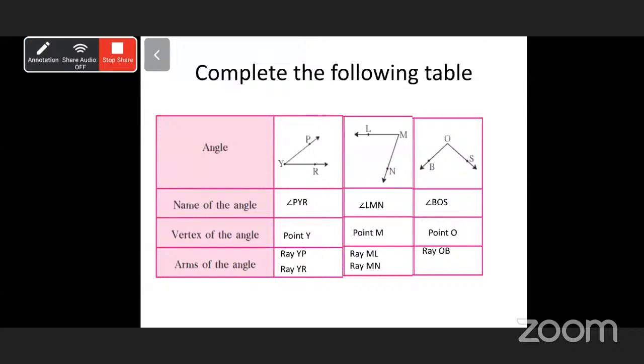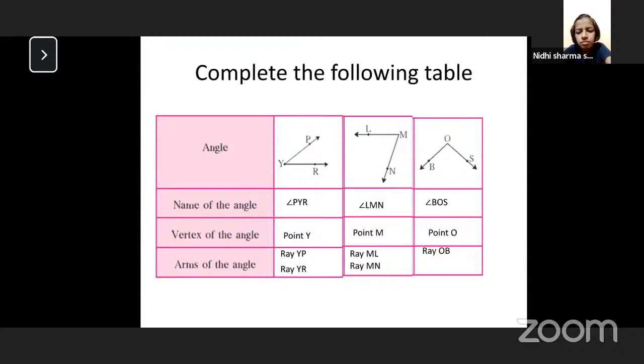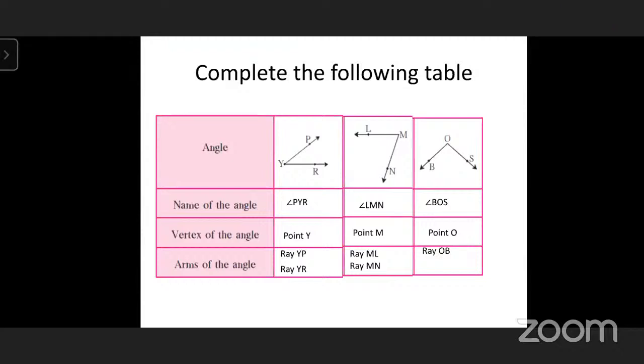And the second ray? Tell me the name of the second arm of this angle. OS. Very good. It will be ray OS. Now you can mute the audio, dear. So this is how we are going to name the angle. We all know that it has one vertex and two arms, which we represent in the form of rays.